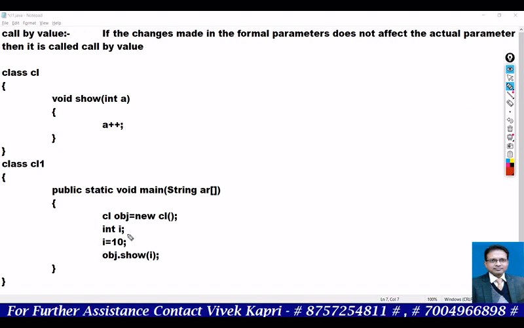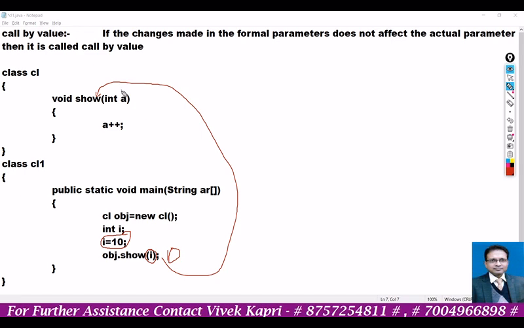Here the variable I has value 10, and you are passing I. This time the value of I is 10. Now as you call this function, the control will be transferred to here, and the value a will get the value 10. Clear? If you make any changes in a, the value of a will be 11. So if you make any changes in a, that will not be reflected in I.